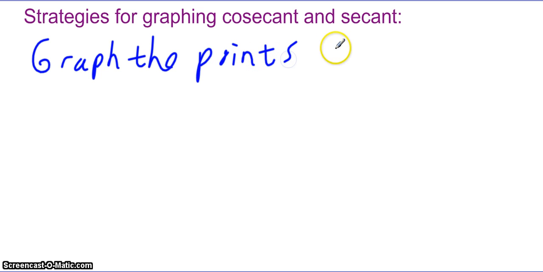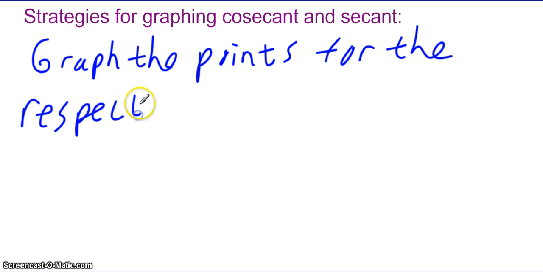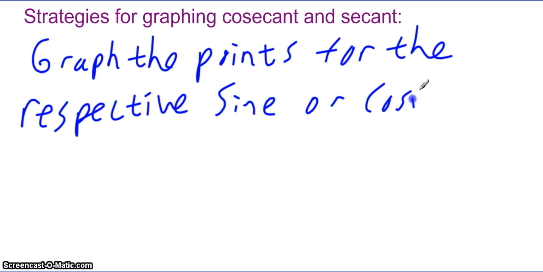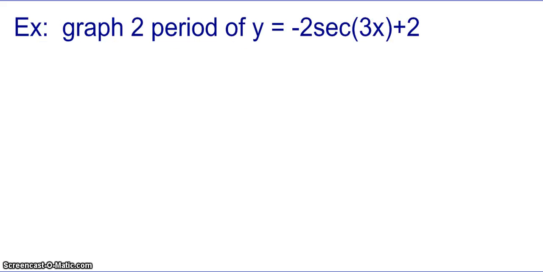We want to graph the points for the respective sine or cosine function. So we're going to treat it as if it's a sine or cosine, understanding that it's not, graph the points as if it was sine or cosine, and then just draw the curve for secant or cosecant. Alright, so let's do an example of this to make sure we understand what I'm talking about.